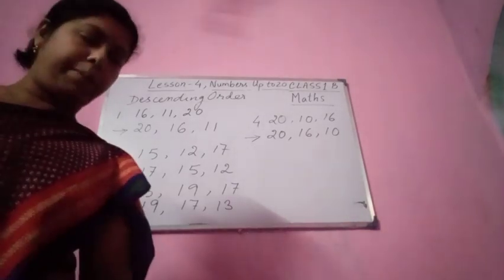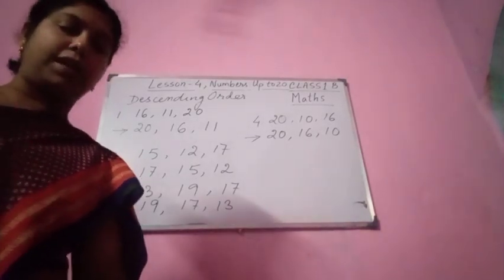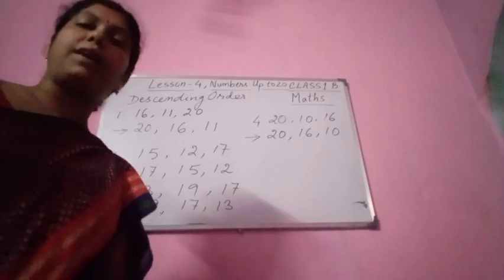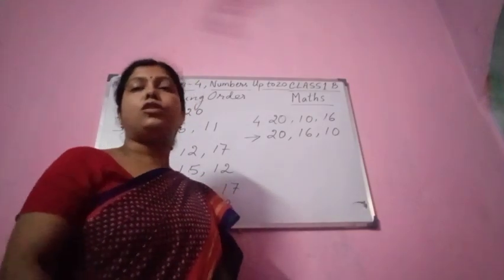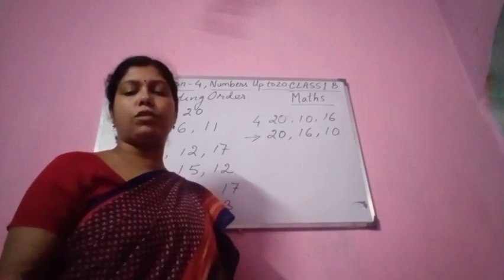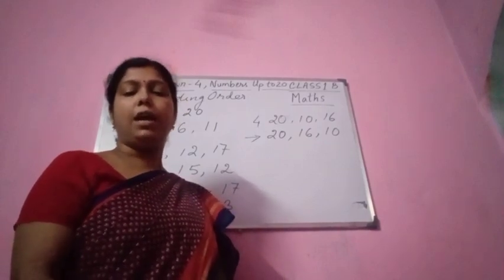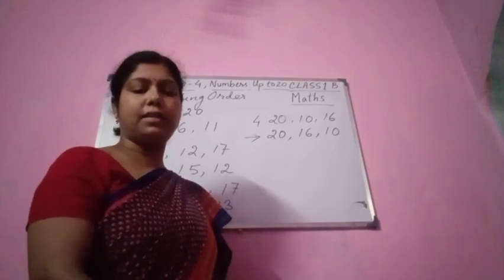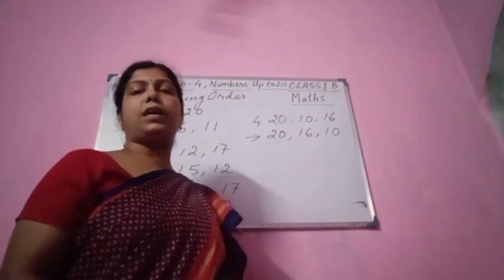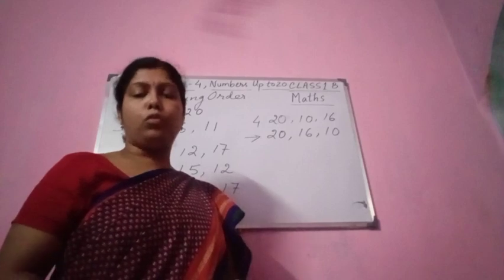So we have done page numbers 49 and 50. We have done these 2 pages. So lesson 4 is completed, students. Practice time you have to do yourself. Whatever you have done in this lesson, in practice time you have to go through that.